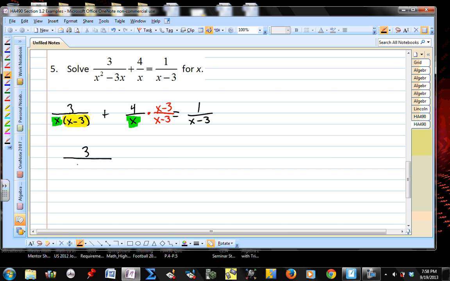So this will give us 3 over the quantity x times the quantity x minus 3 plus, because we have to be careful, and remember that when you multiply, this is 4 times the quantity x minus 3. We need to remember the parentheses, over x times the quantity x minus 3. It's going to equal 1 over x minus 3.